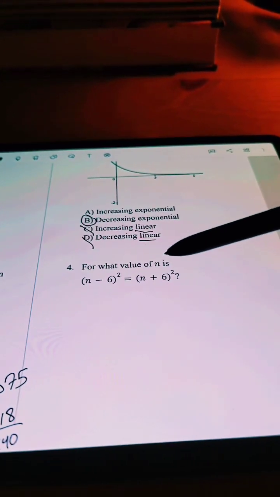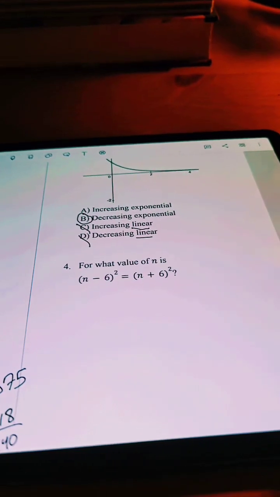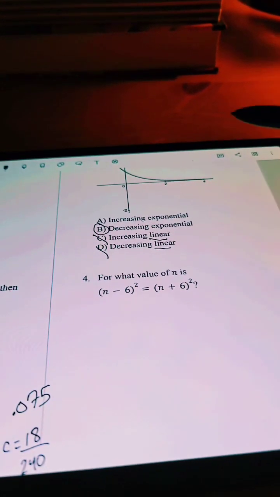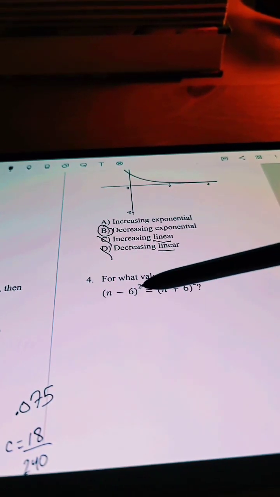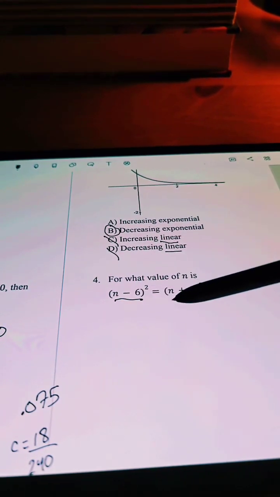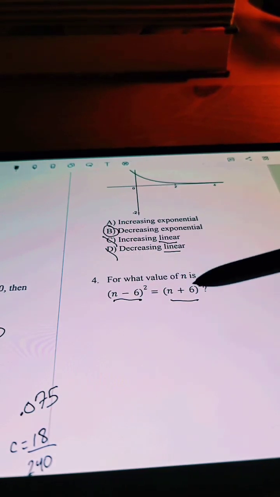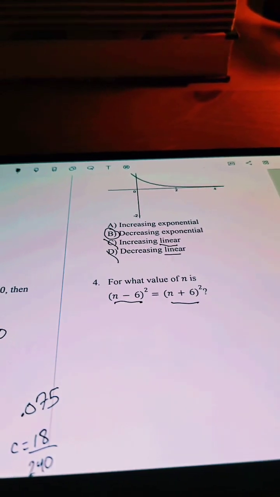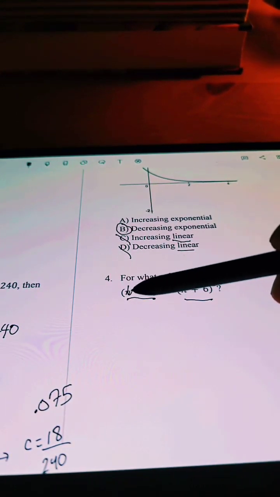So for number 4, it's asking what value of n is, basically, does this equal this? So you can start FOILing this all out if you want, or you can see, okay, it's something squared, right? So how could some value minus 6 squared equal some value plus 6 squared? Like, how could these be equal? Well, you could put a 0 in for n. You can kind of just guess and check with easy values first. That's what I would do to save time.